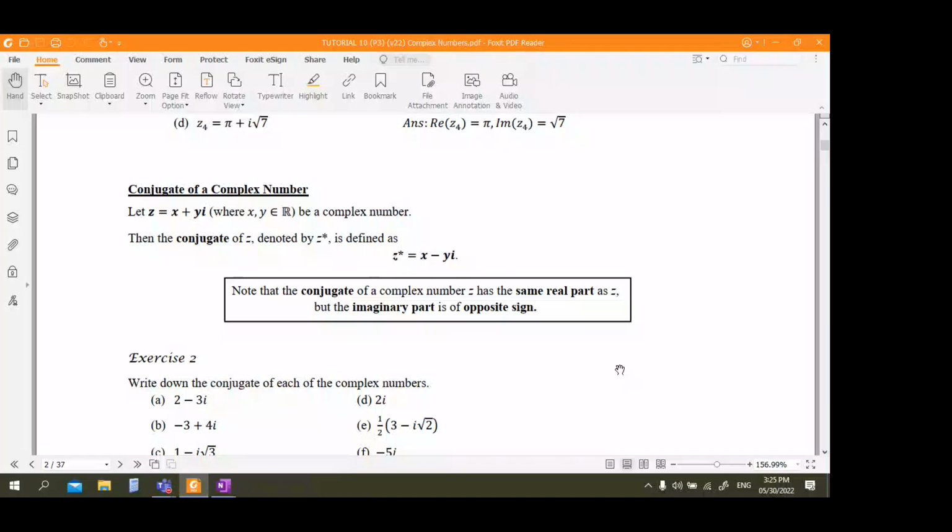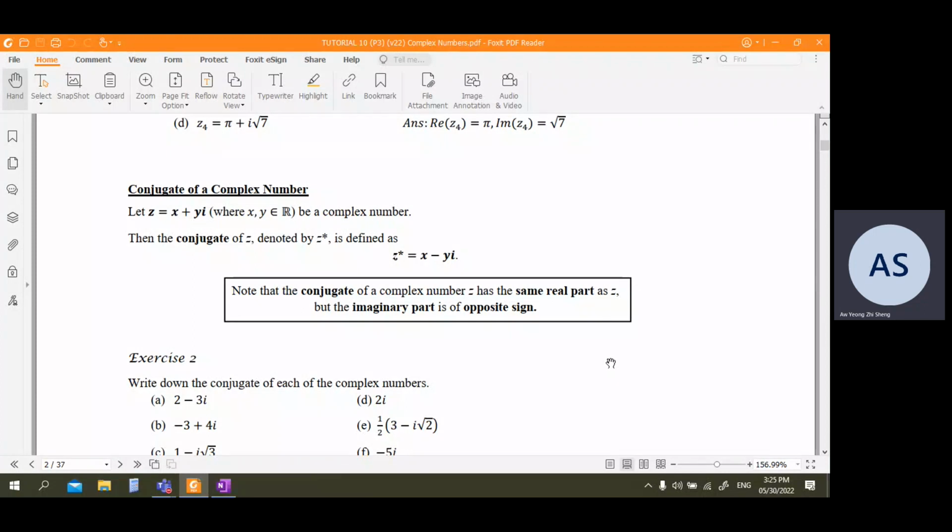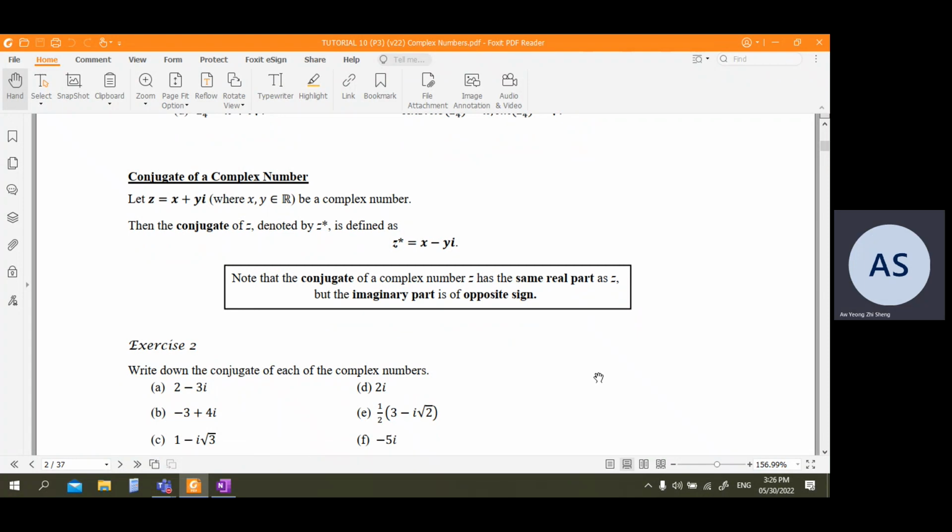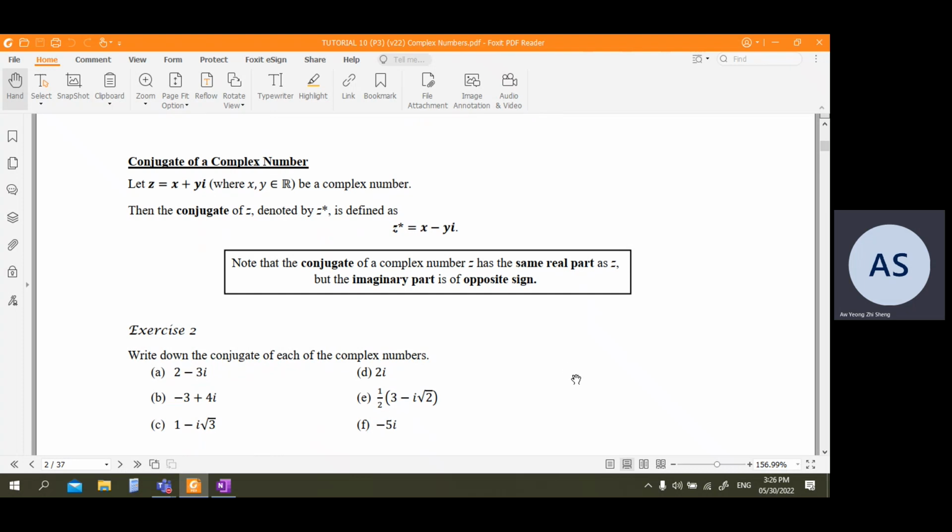Video for our chapter 10 complex number. Currently on the screen is the bottom half of page 2 in the notes. Now we'll learn conjugate of a complex number. This is a very simple concept.